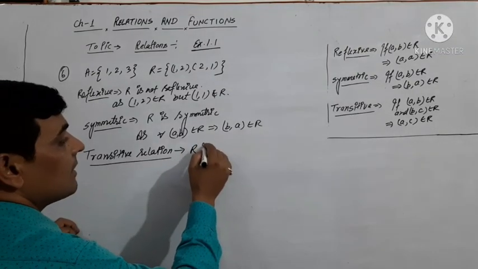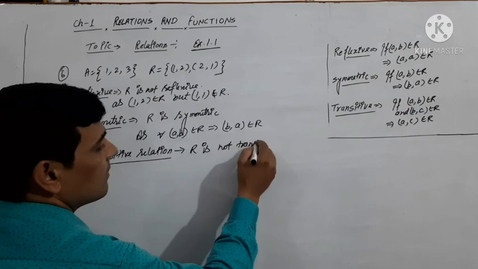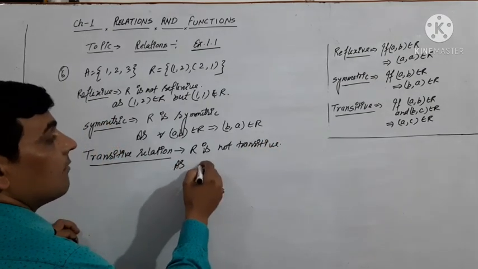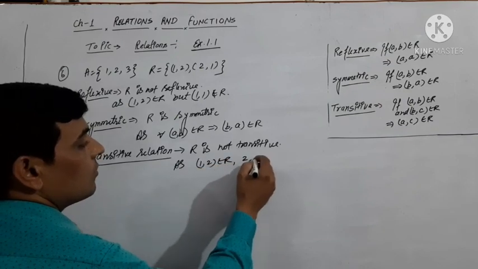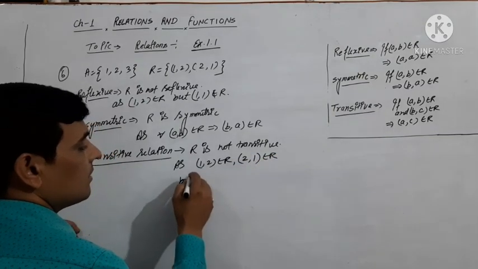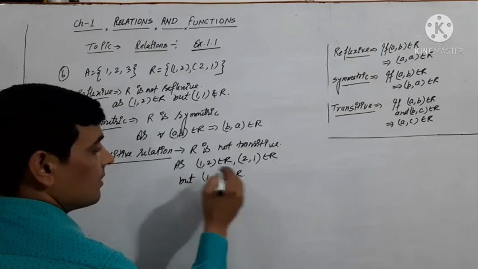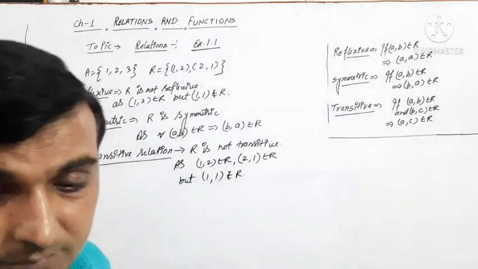R is not transitive. Why is it not transitive? As (1, 2) belongs to R and (2, 1) belongs to R, but (1, 1) does not belong to R. Clear? This is question number 6.